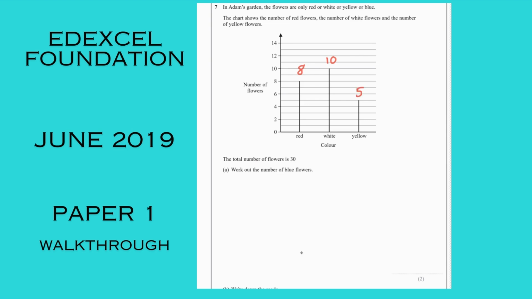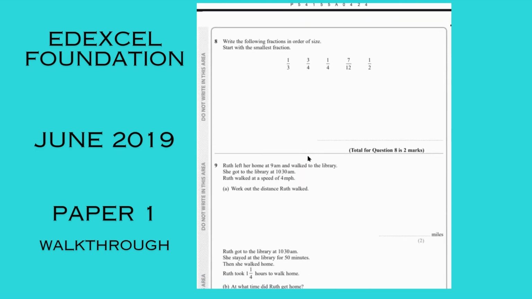So there's also blue flowers. They're not displayed. So the ones we can see total to 23. So 30 minus the 23 gives us 7 blue flowers left. Mode, don't forget MO, mode, means most. So the flower we have the most of is the white one. On to question 8.